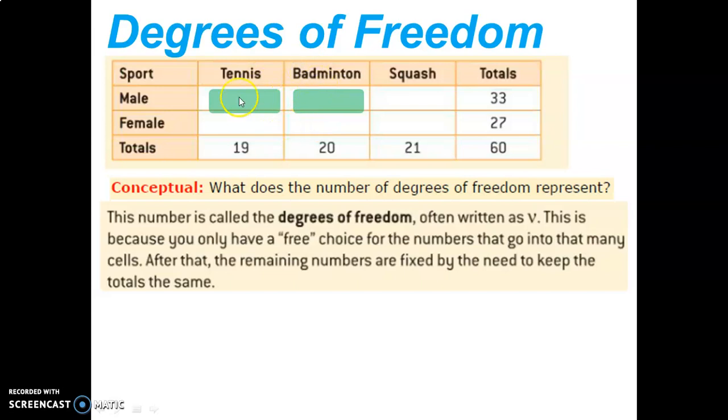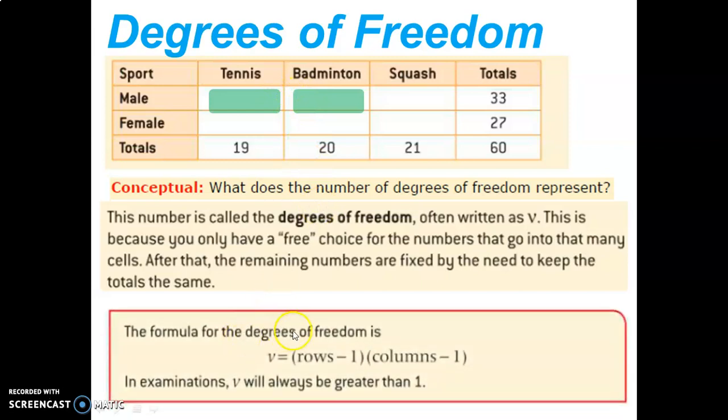So in this case, our free choice was 2 that we calculate there, and the rest of the cells have to be filled in based on these totals. So these are our freebies, and then the rest are filled in based on the totals. So that's what degrees of freedom means. That number is going to become more important later. You'll see how. Okay, so the formula is rows minus 1 times columns minus 1, and that's what we just talked about. We'll take a look at that more next time.